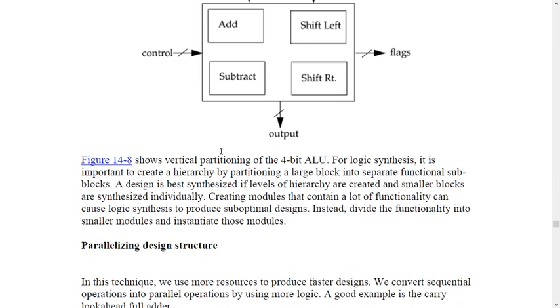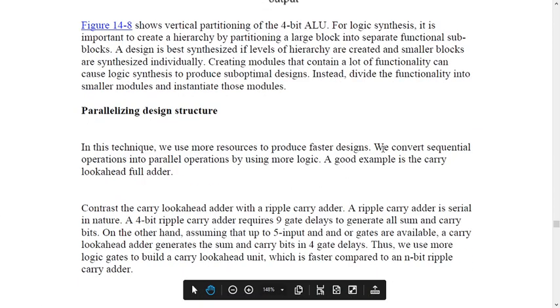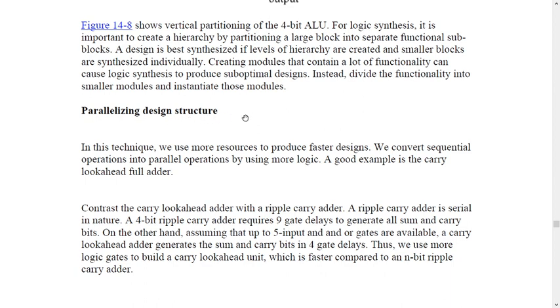Whereas in the vertical case, each 4-bit ALU will do the 4 operations. I can see them. Which means that each block will do different operations to achieve my intended 4-bit ALU operation. So then we will have parallelizing the design structure.